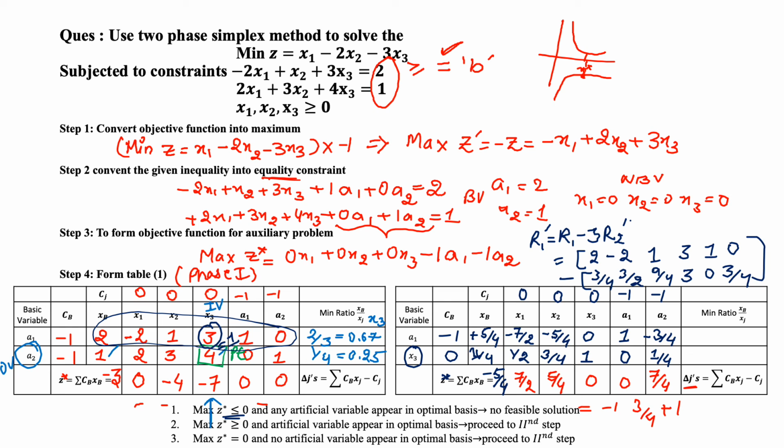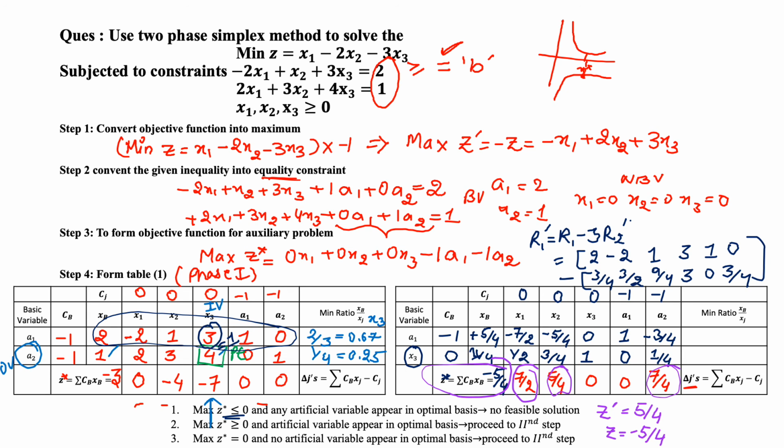Now for the incoming variable we have to find the minimum negative delta J value. Okay, so what is that? Over here if you see, no value is negative, so I am having no incoming variable. So this is my solution for this optimization problem. Since it is not a feasible solution, my Z dash is 5 by 4 and the Z value is minus 5 by 4.